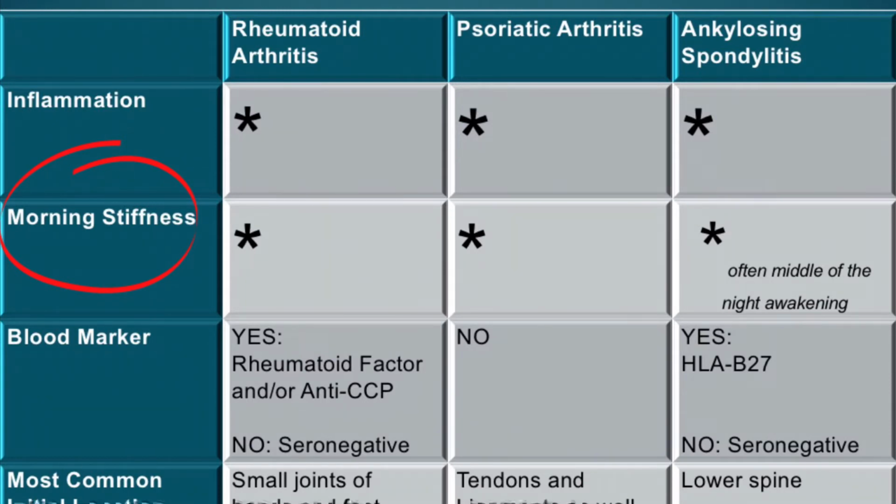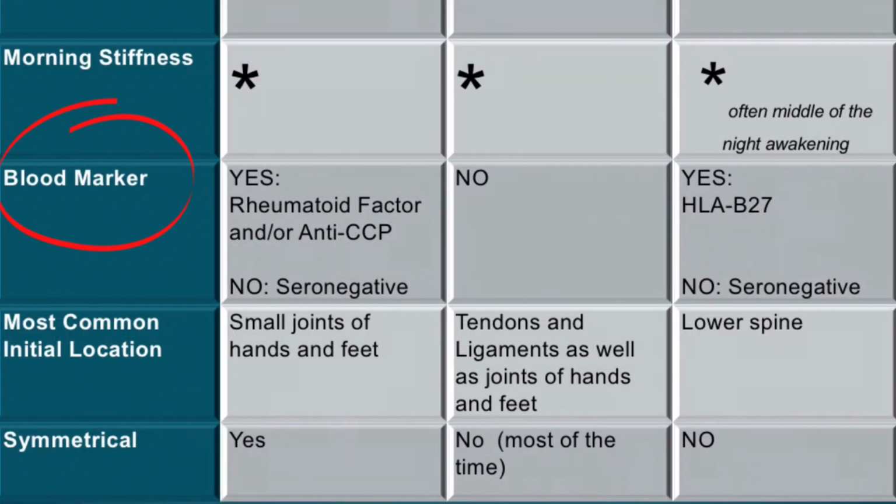When we look for blood markers, not just the level of inflammation in the system, we measure inflammation through what's called CRP or ESR, and that can be elevated in all three conditions. But the other thing we look for in the blood is, is there a marker that would actually tell us there's a high likelihood that you have this condition? In the case of rheumatoid arthritis, there is a blood marker called rheumatoid factor and another one called anti-CCP. These are actually antibodies that some people generate when they have this condition. However, there are people that have rheumatoid arthritis that don't have these markers. And because their blood, or what we call serology, is negative, these people are known as seronegative rheumatoid arthritis.